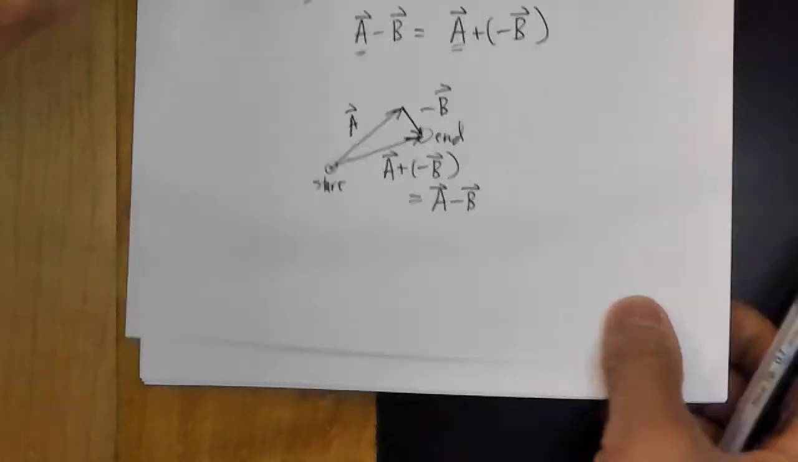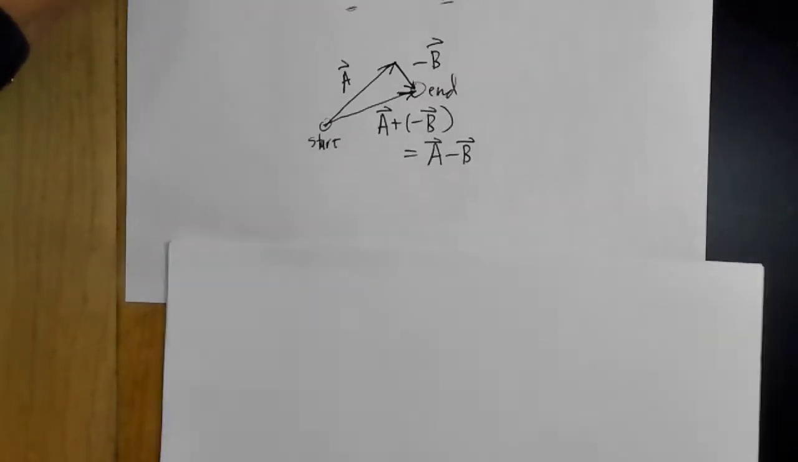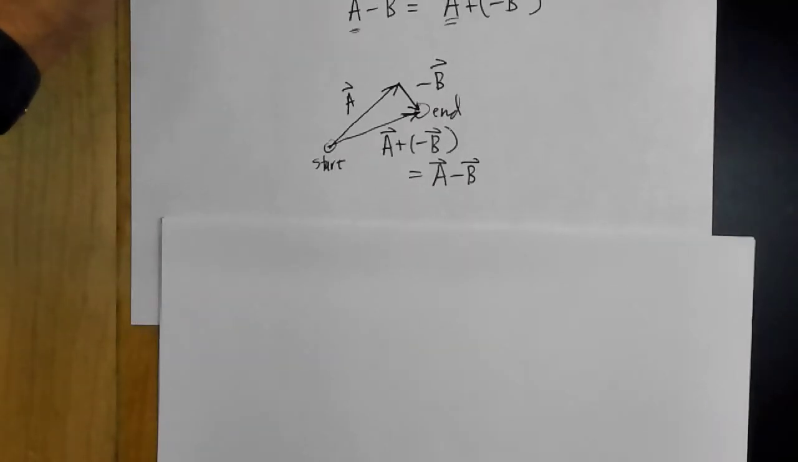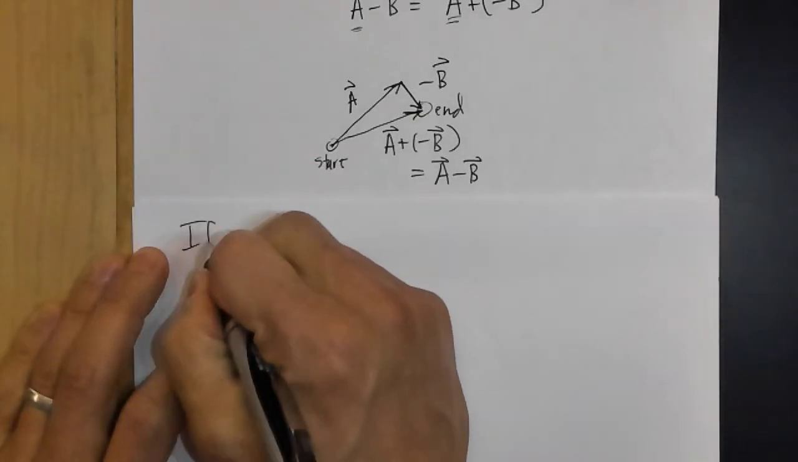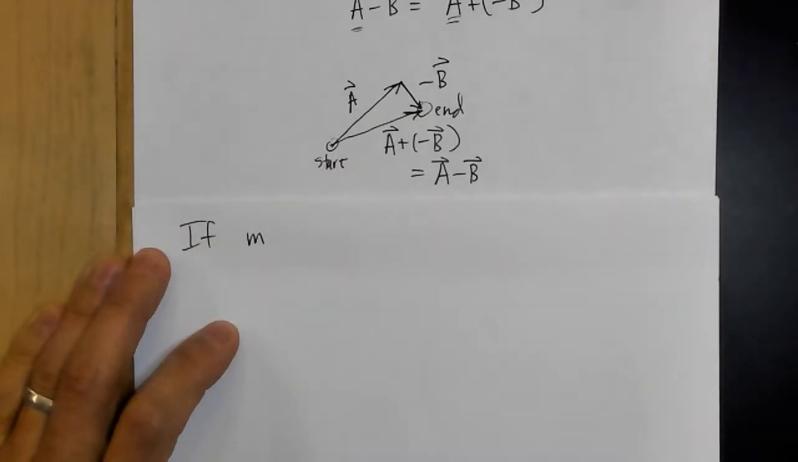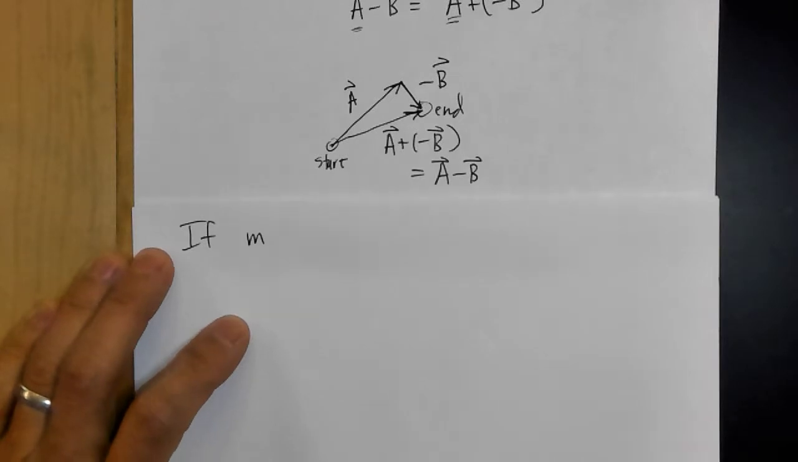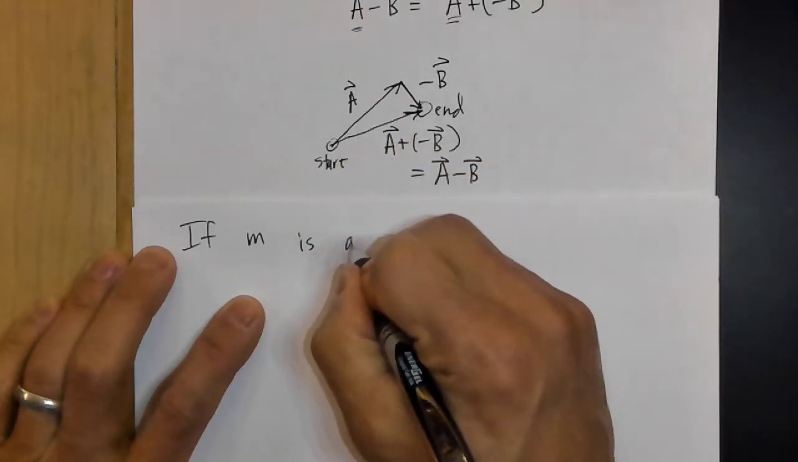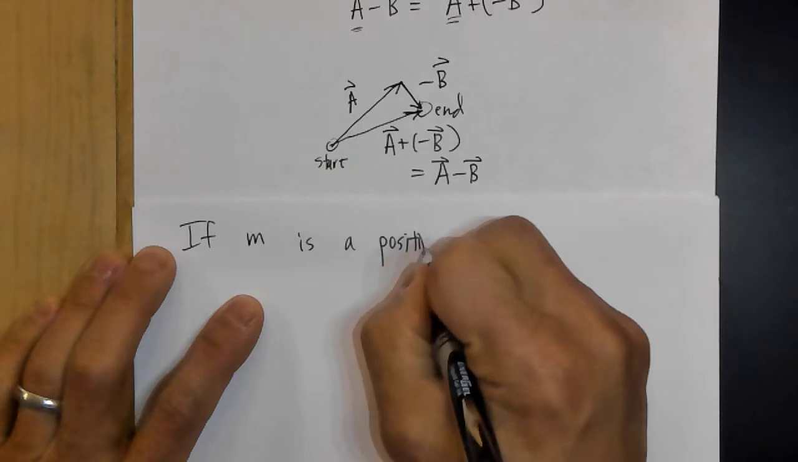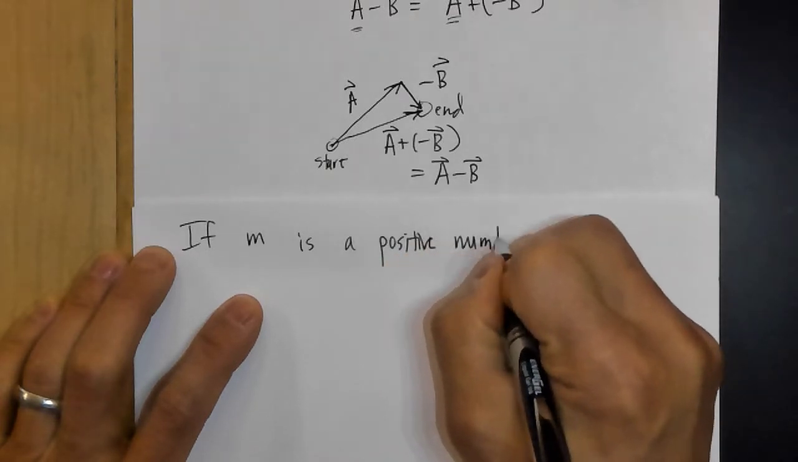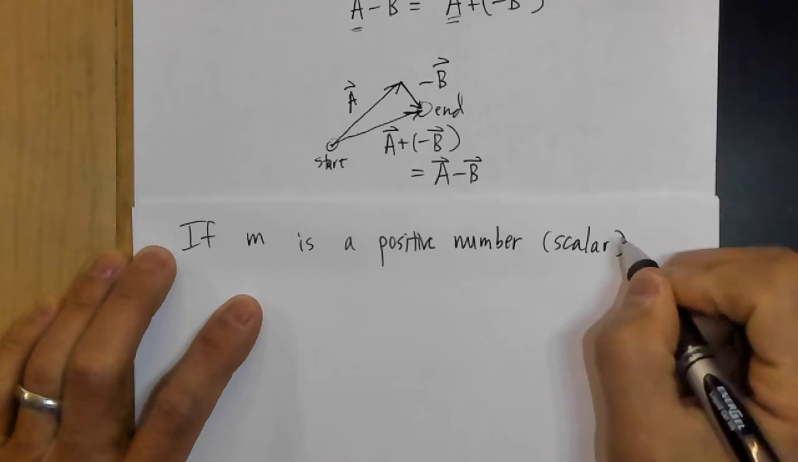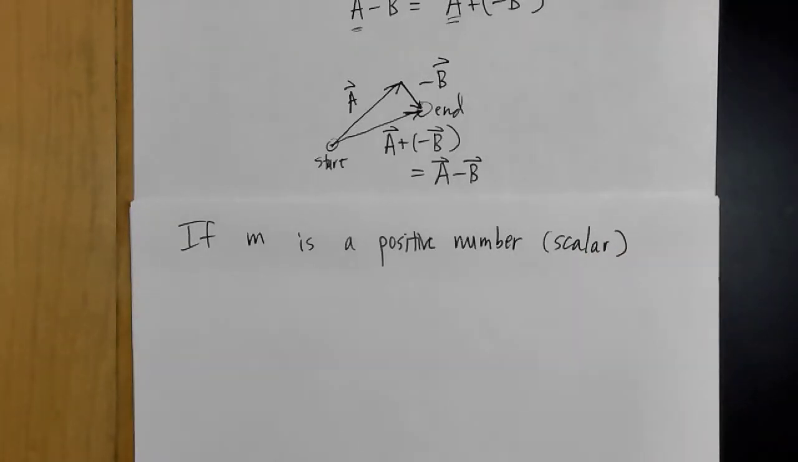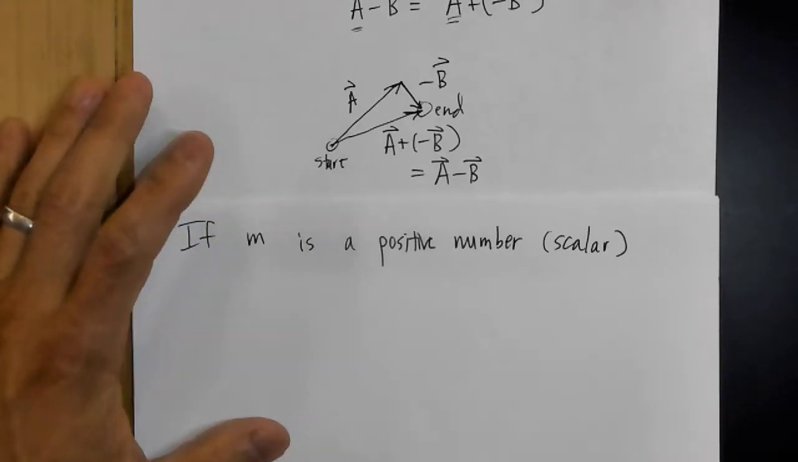Now the new thing we'll talk about is if we multiply by a number, okay, if m is a positive number, okay, so sometimes you will hear the word scalar. Scalar just means not a vector, it's just a number. Okay. Scalar means a number.